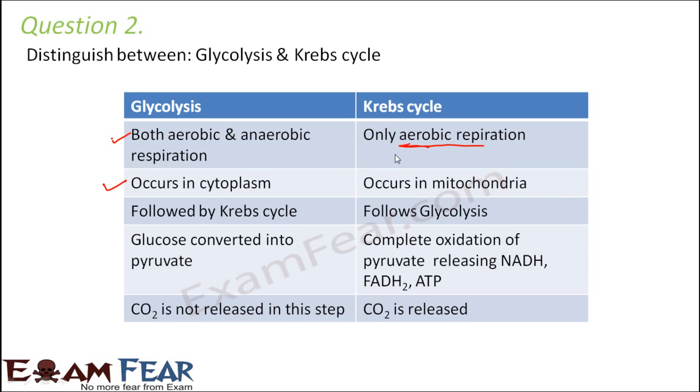Glycolysis occurs in the cytoplasm, whereas Krebs cycle occurs in mitochondria. Glycolysis is the first step of respiration, and the Krebs cycle follows it. What happens in glycolysis? Glucose gets converted into pyruvate or pyruvic acid, and in the Krebs cycle, the pyruvate gets completely oxidized, forming a lot of NADH molecules, FADH2 and ATP molecules. In glycolysis, CO2 is not released, but in the Krebs cycle, CO2 is released.